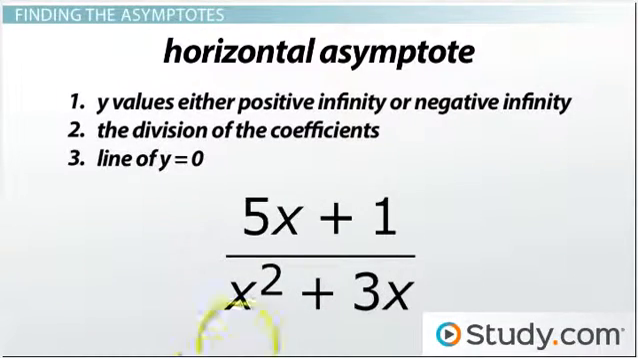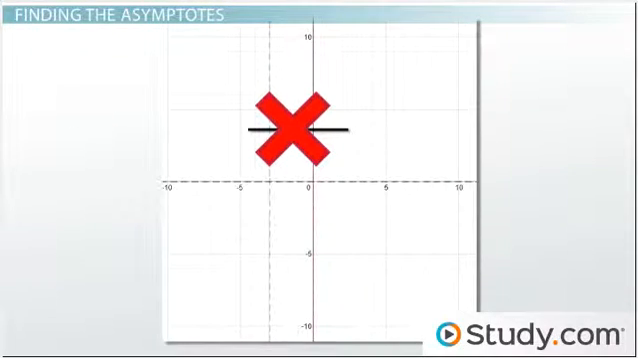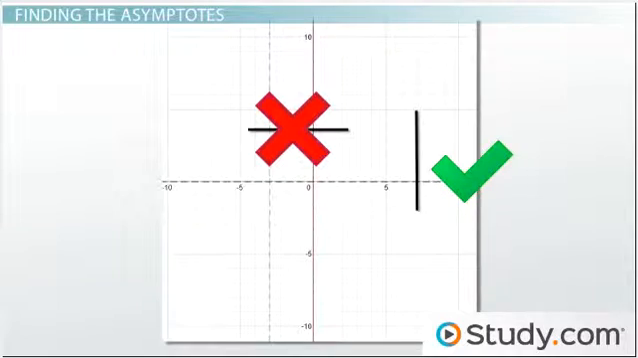Looking at our function, we can see that yes, this is our case. So that means we have a horizontal asymptote at y equals 0. We can mark this with a dashed line as well. We recall that while it is never okay for our graph to cross a vertical asymptote, it is perfectly okay for the graph to cross a horizontal asymptote.